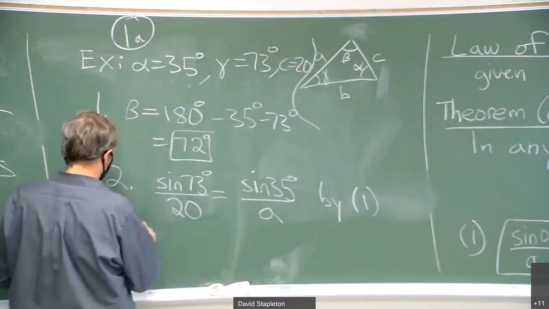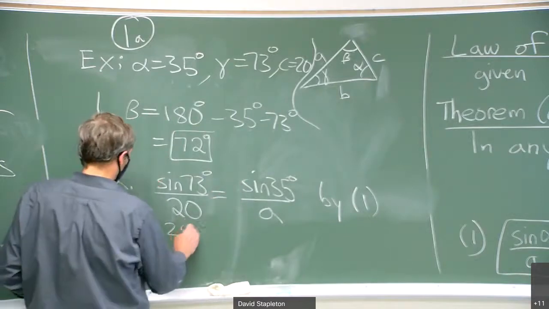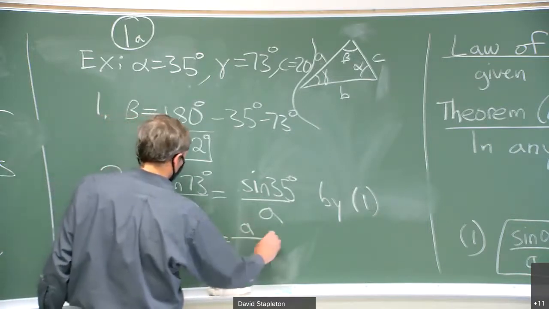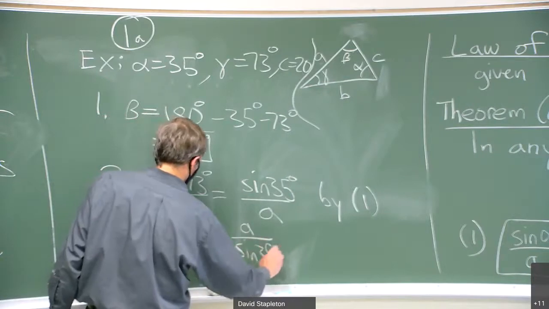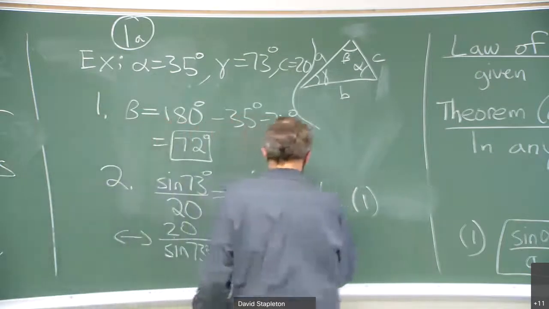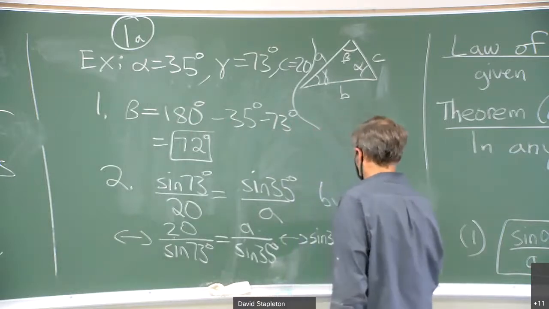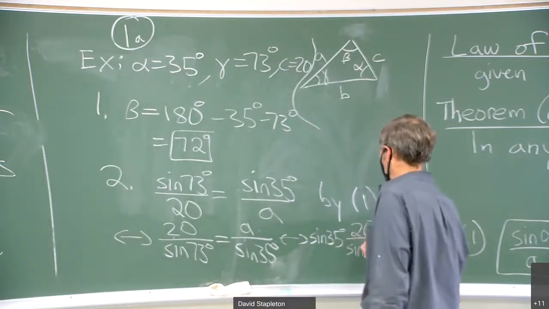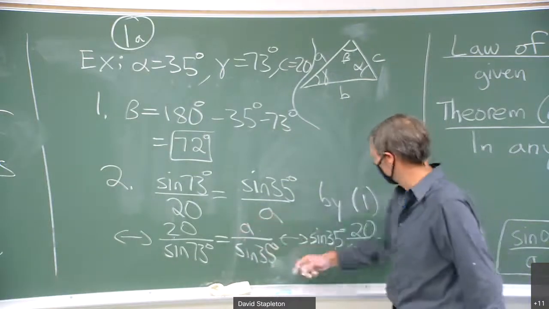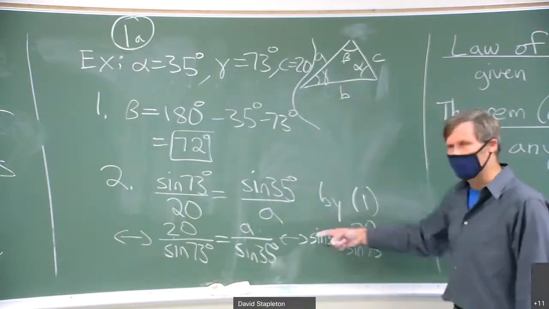One way to solve for A is to say, well, if these two quotients are equal, then their reciprocals are equal, right? 20 is to sine 73 degrees, as A is to sine 35 degrees. I like to do it this way. This gets the A on top. Now I just have to multiply both sides by sine 35 degrees. And then the sine 35 degrees on the right times this leaves me with just A, right? They cancel. There it is. A is this number. I just have to run it in my calculator.